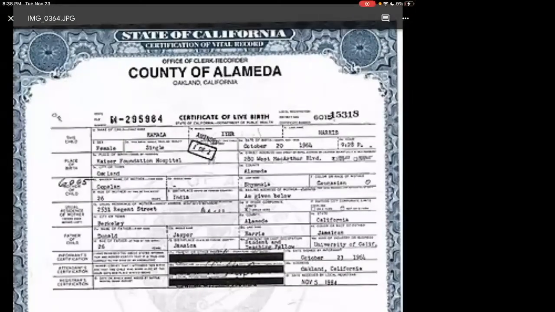Yeah, that's better. All right, so what I was trying to show was where it says place of birth. And then it says, I think, Kaiser Foundation Hospital or something like that. I can't really read it, but Kaiser Foundation Hospital, I think this is Oakland, Alameda, and then it has an address right there.